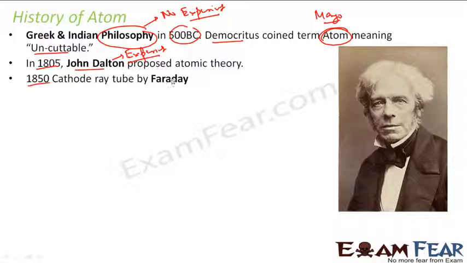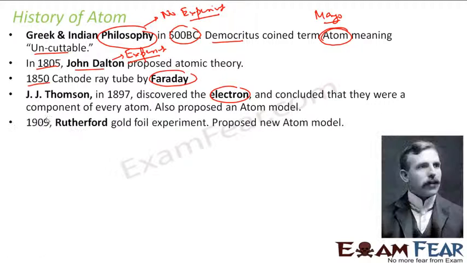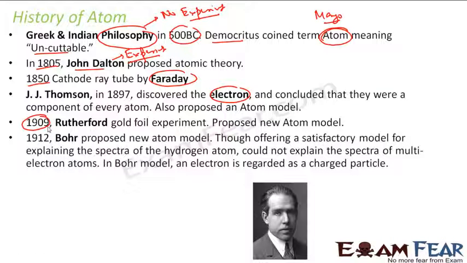And then in 1850, this guy, Faraday, found something called the cathode ray tube. And with that, it was easy to discover electrons. The electrons were discovered. Thomson proposed a model, and then in 1909, Rutherford proposed a model of the atom. We'll go through all these models one by one. And then this model had a lot of demerits.